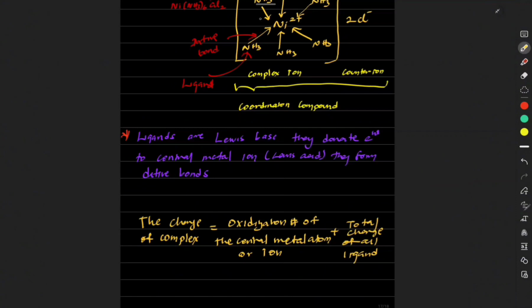Let's find the charge of the complex of this ion. The charge of the complex we don't know. The oxidation number we know, it is plus 2, and the total charge of all of the ligands: NH3 has 0 charge, and 2Cl minus is there, which will be minus 2. Therefore, the charge of the complex is 0.